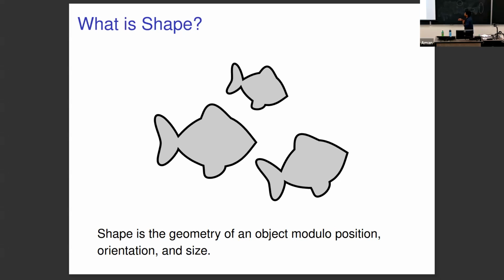But how do we then define shape? Even a fish like that needs to be represented mathematically in some form to actually compare it to other shapes, right? So how do we do that? There are different ways of geometric definition and description of shapes.